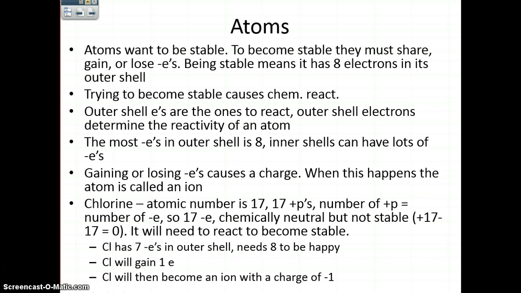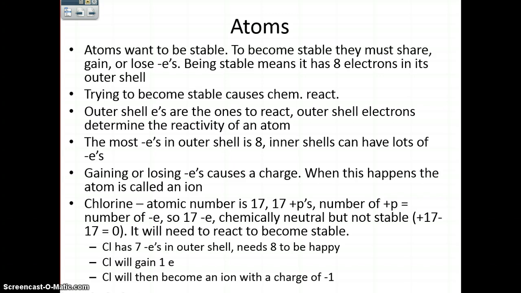Atoms want to be stable. They want to be happy, and in order to become stable, they must either gain, lose, or share electrons. Being stable means it has 8 electrons in its outer shell. So all these atoms out there, all the elements, they're trying to become stable, and in doing so, that's what causes chemical reactions. The outer shell electrons are the ones that get to react. They're hanging out in the very outside. So they get to do the reaction, they get to move around and do what they need to do so that the atom can become stable.